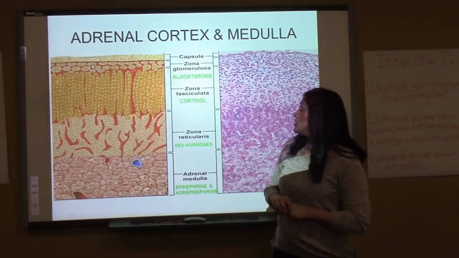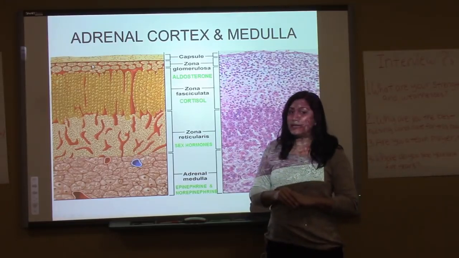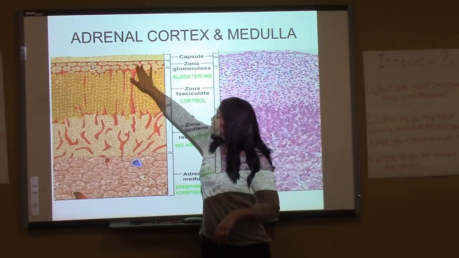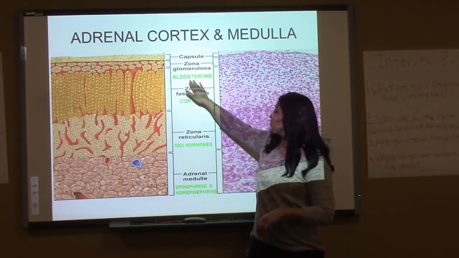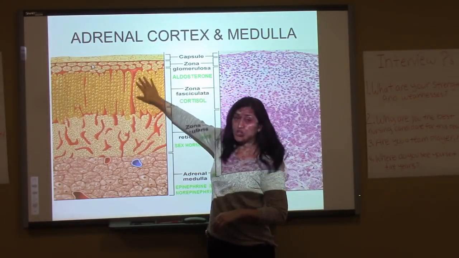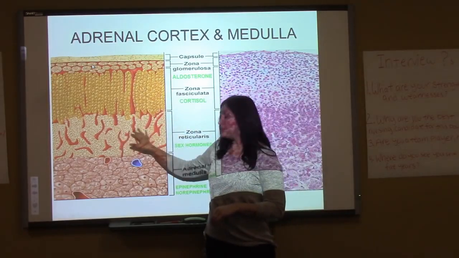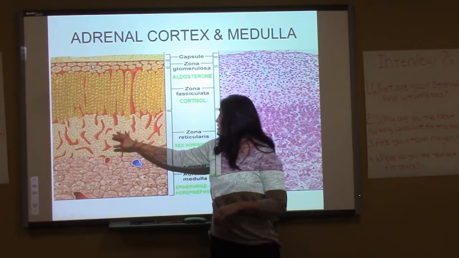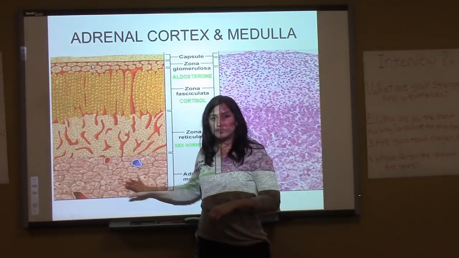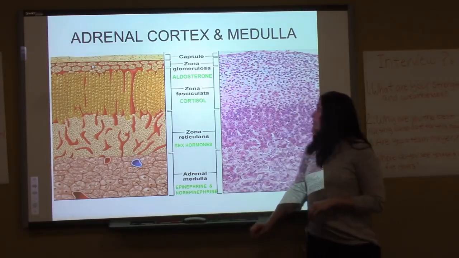Now let's talk about the adrenal cortex. The adrenal cortex has 3 distinct layers. The outermost layer, right here, is called the zona glomerulosa. It releases a hormone called aldosterone. The second layer is the zona fasciculata. It releases a hormone called cortisol. The innermost layer of the adrenal cortex is the zona reticularis, and it releases sex hormones. And this is the adrenal medulla, which releases epinephrine and norepinephrine.